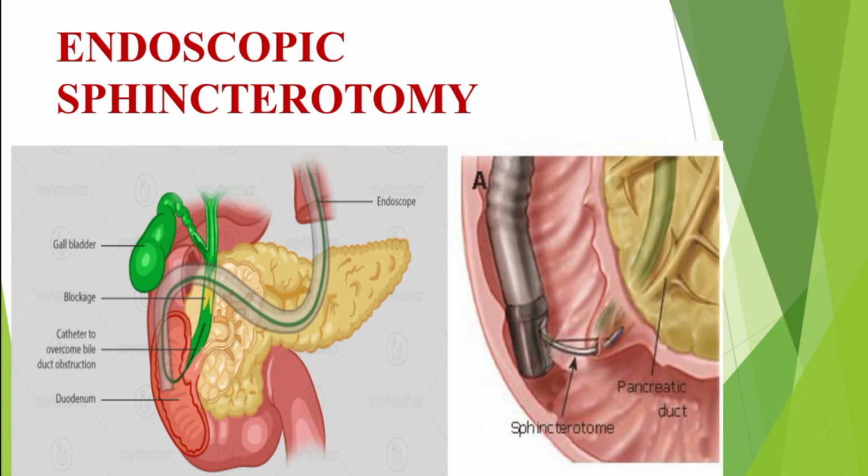So the sphincter of Oddi can be incised, surgically removed, so that the occlusion is relieved and the pancreatic juice can be opened out into the duodenum. So the sphincter of Oddi can be surgically removed so that the pancreatic enzyme flow can be maintained. So that is the endoscopic sphincterotomy. So those are the management of pancreatitis, acute pancreatitis.